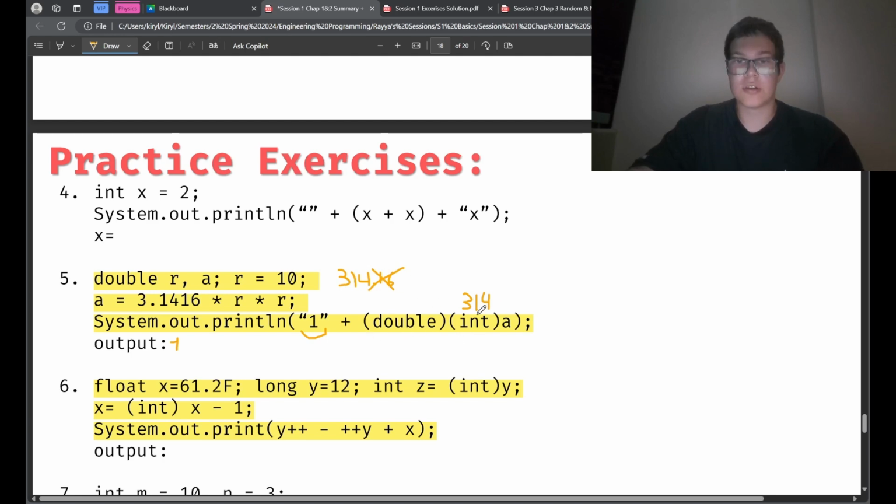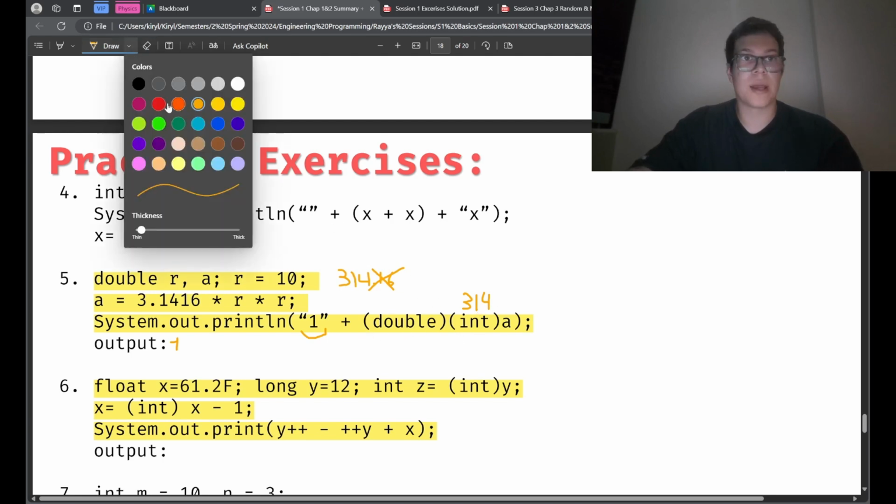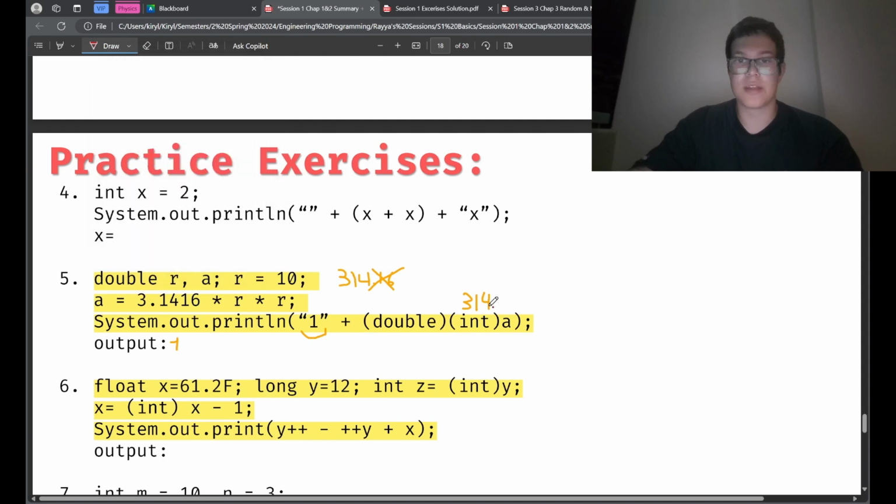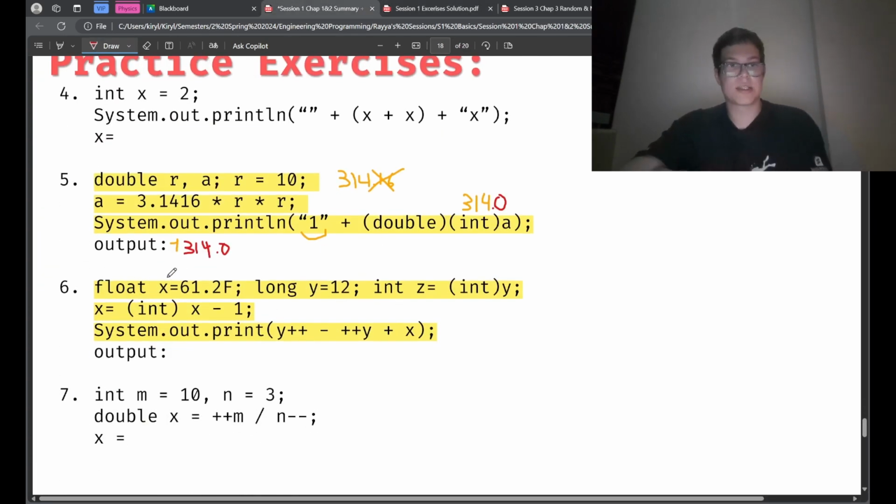And then once I turn it into a double, I'm going to add a 0.0, because now I'm turning 314 into a double. So it's going to be equal to 314.0. So my end result will be 1314.0. This is it. We can check our answer. 1314.0. Perfect.